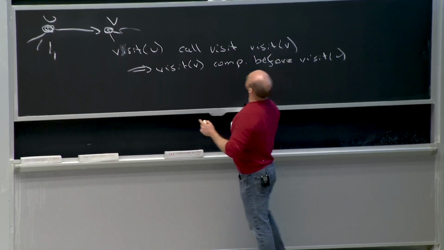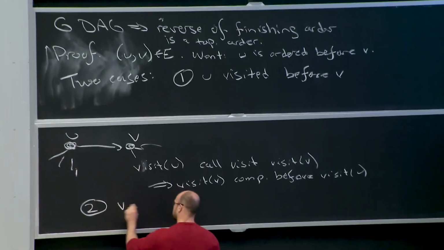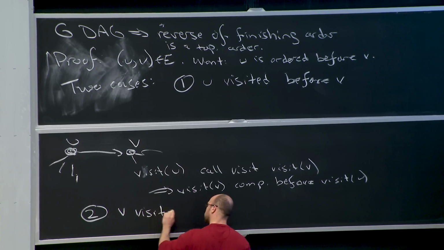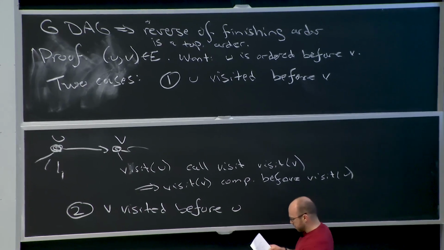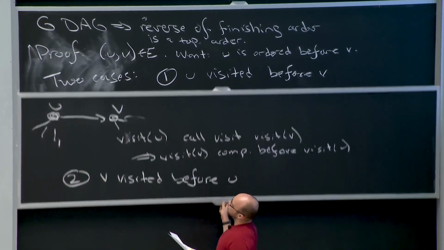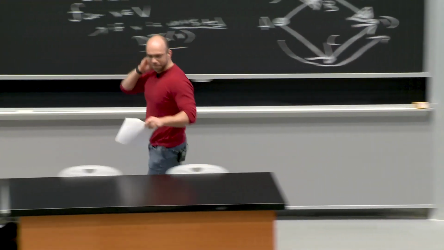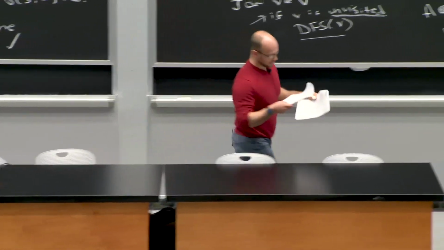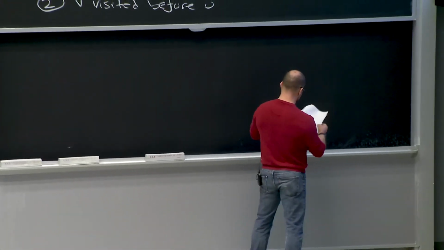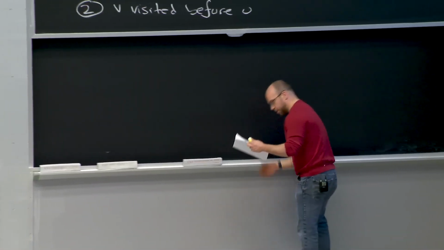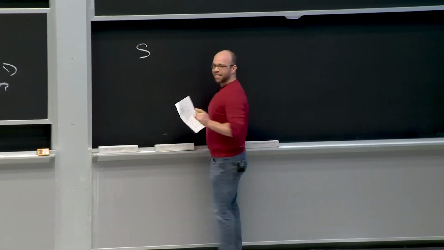Now we have case 2, which is that V is visited before U. Okay, so now I'm going to make one additional observation. I'm going to go back to my other notes because I like my schematic better. Right, so what's our basic picture here? Oh no, you know what it was? I printed out another copy of this. That's okay, I can do it off the top of my head. Okay, so here's my source vertex. His name is S.